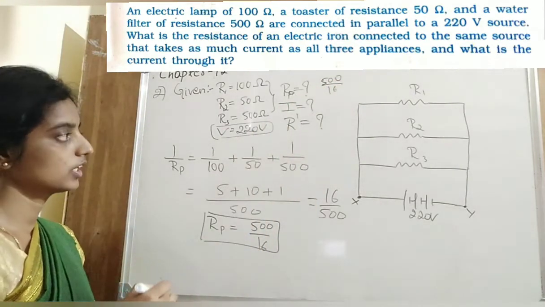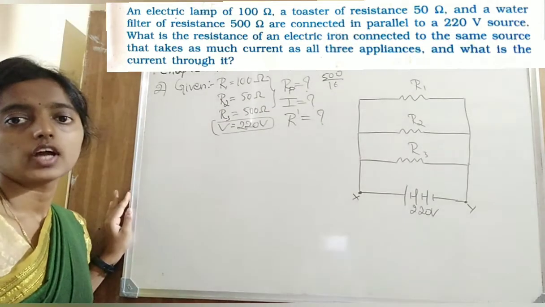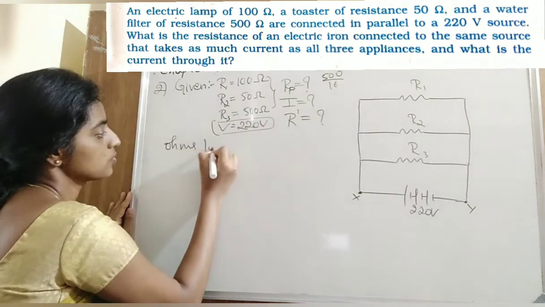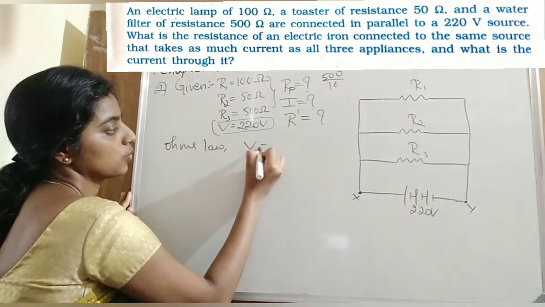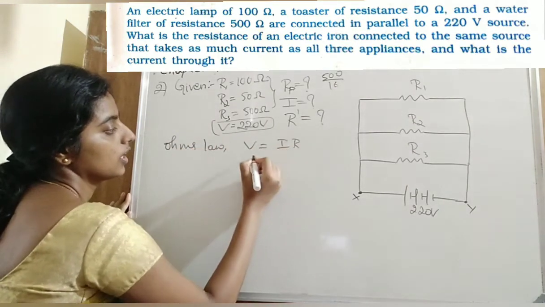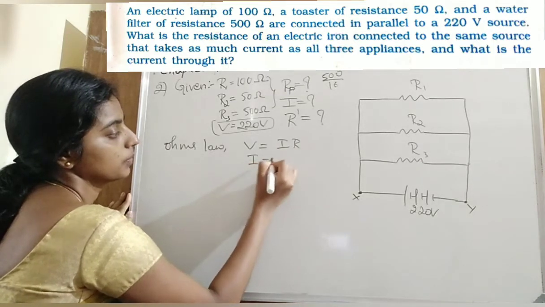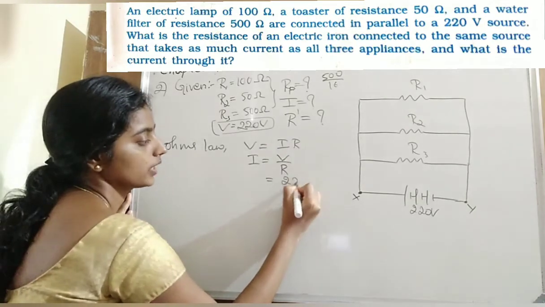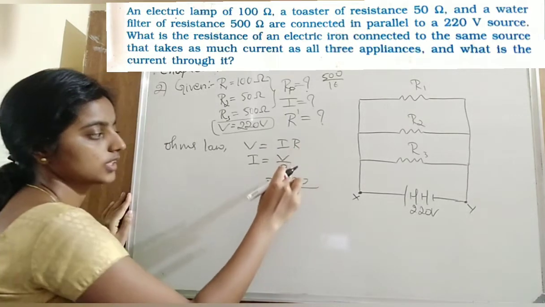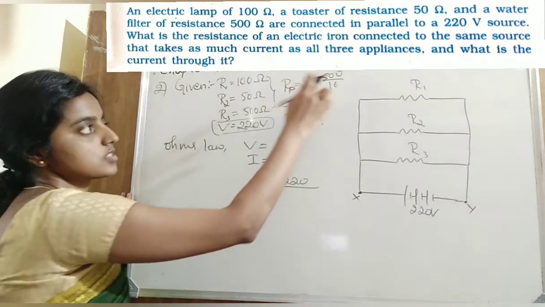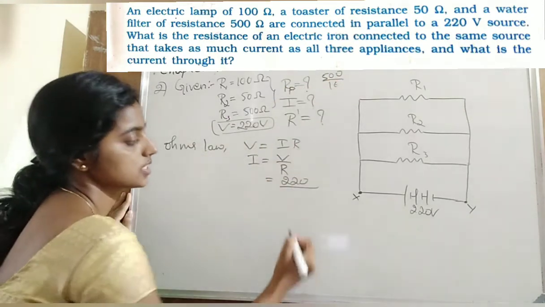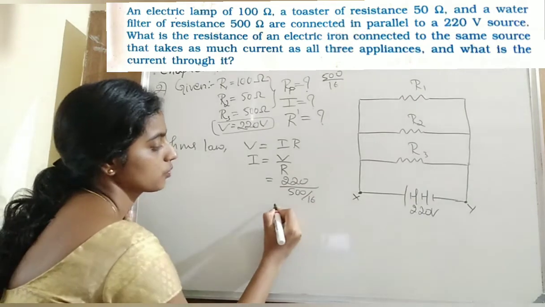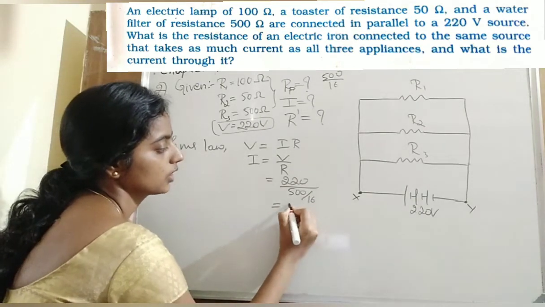Now we will find out current. We know that from Ohm's law, V is equal to IR. We need to find out I, right? I will be V by R. We know V, that is 220, and what is our R? That is nothing but equivalent resistance, that is 500 by 16. What happens when we simplify it?